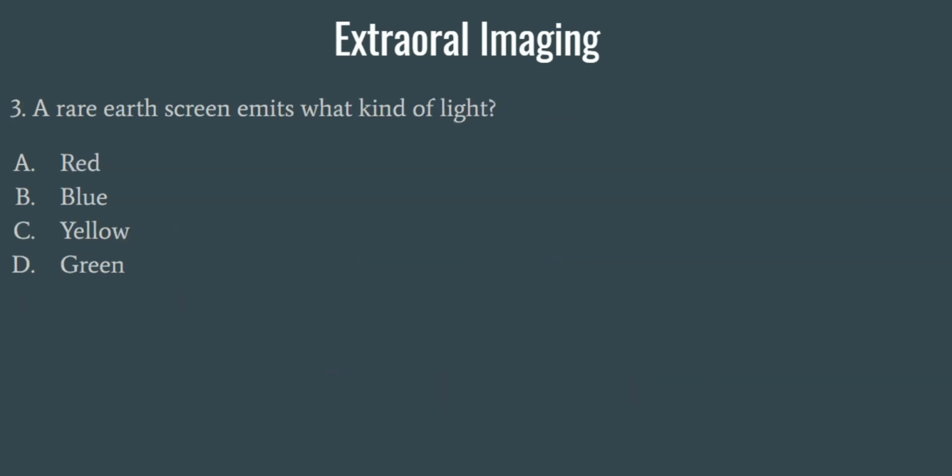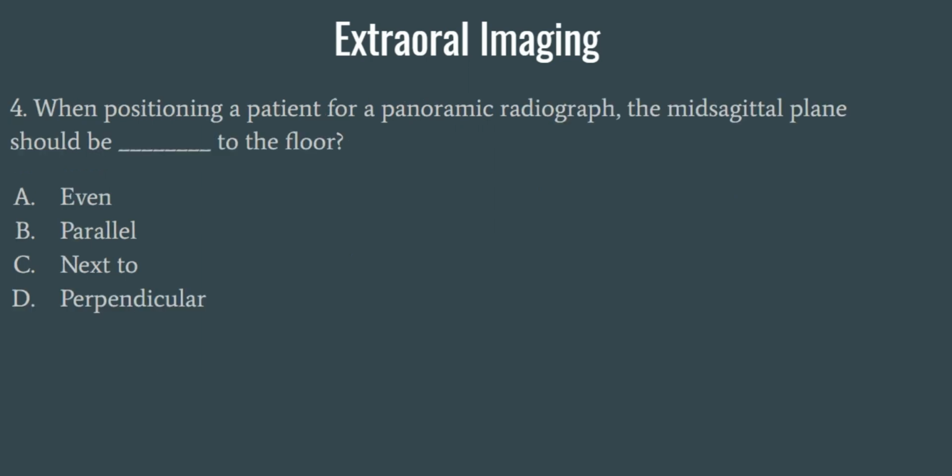Number 3, a rare earth screen emits what kind of light? A, red, B, blue, C, yellow, or D, green? The correct answer is D, green. And when positioning a patient for a panoramic radiograph, the mid-sagittal plane should be blank to the floor. A, even, B, parallel, C, next to, or D, perpendicular. The correct answer is D, perpendicular.